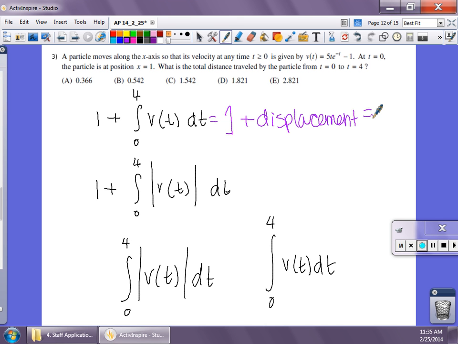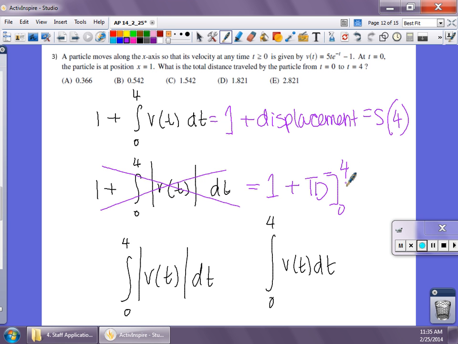This one gives you the position at 4. That one's the one that would ask you, where are you at time equal to 4? This one gives you nothing that's really helpful. It gives you the 1 plus the total distance from 0 to 4. This one is the answer, total distance. This one just gives me displacement. Slight change in notation and all of a sudden it's wrong. Okay?